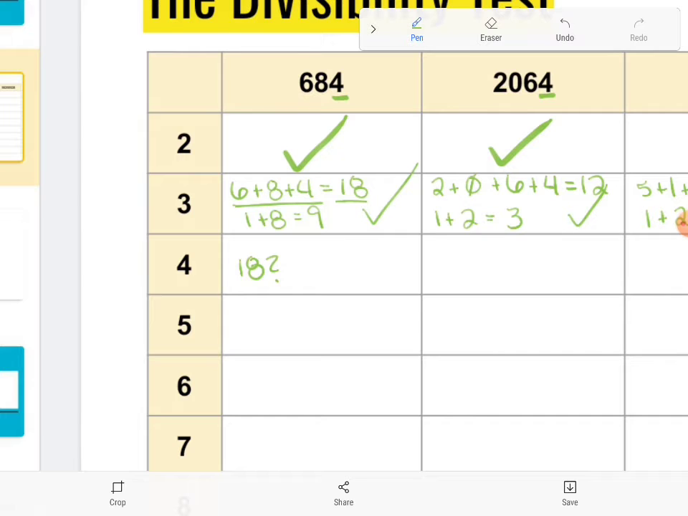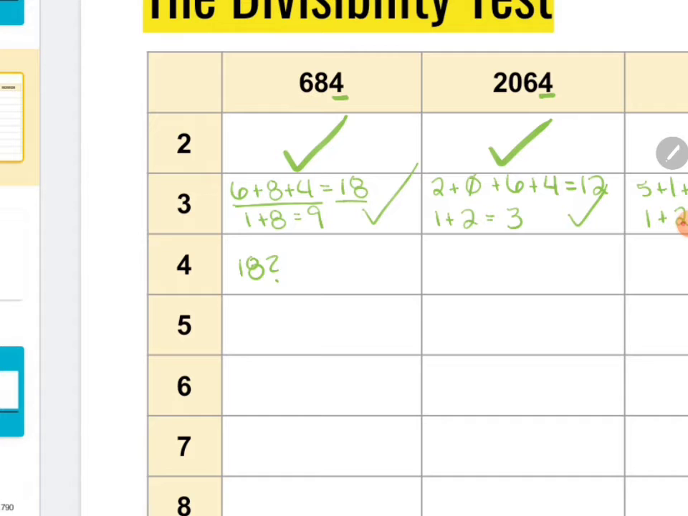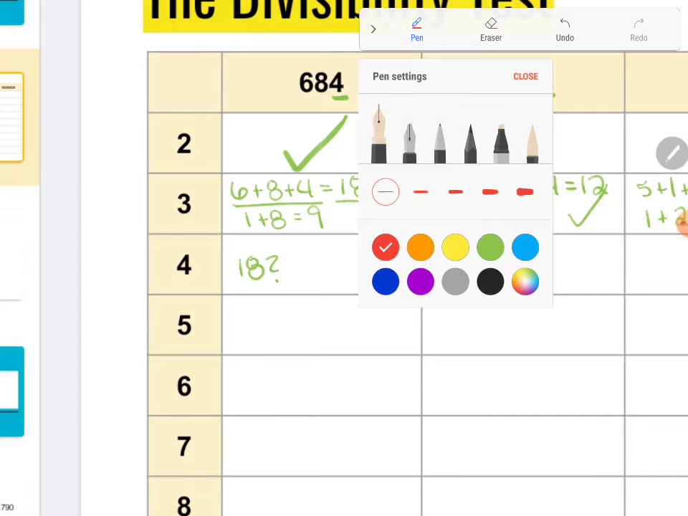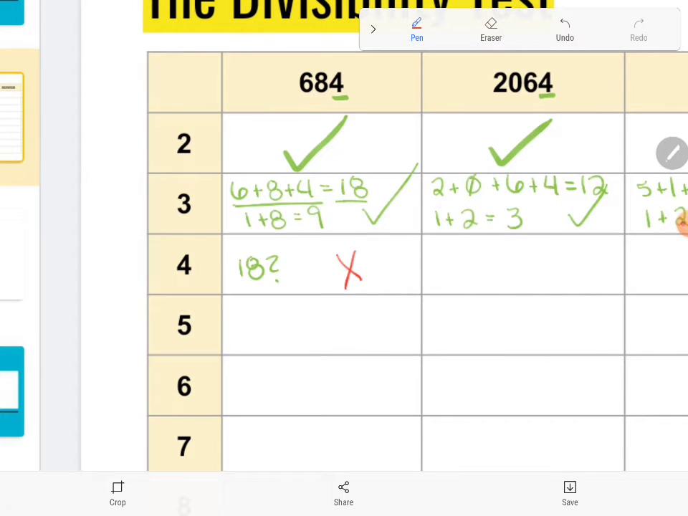So 684, 6 plus 8 plus 4 is going to give us 18, and it will not be divisible by 4.